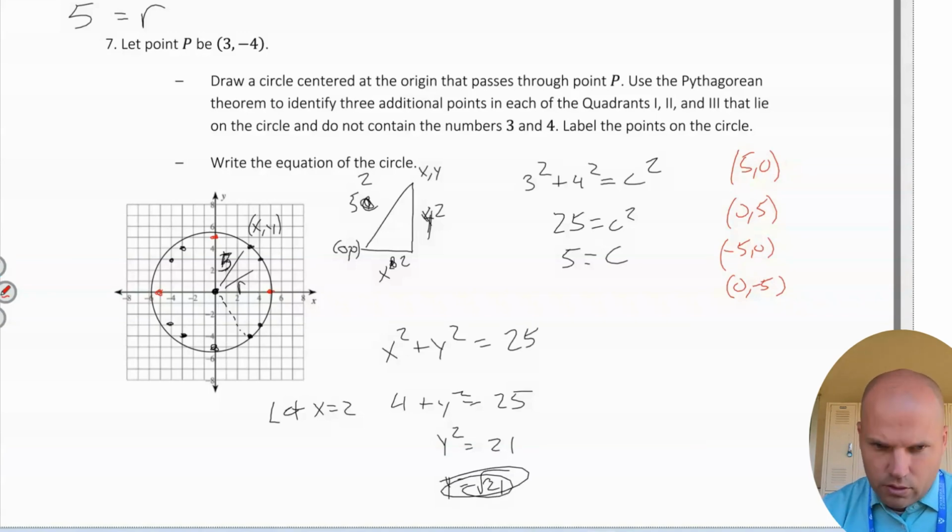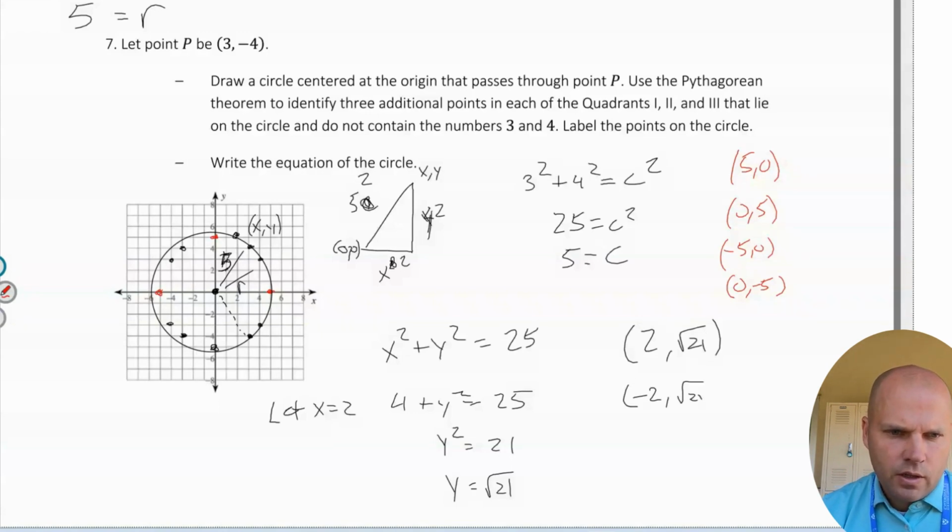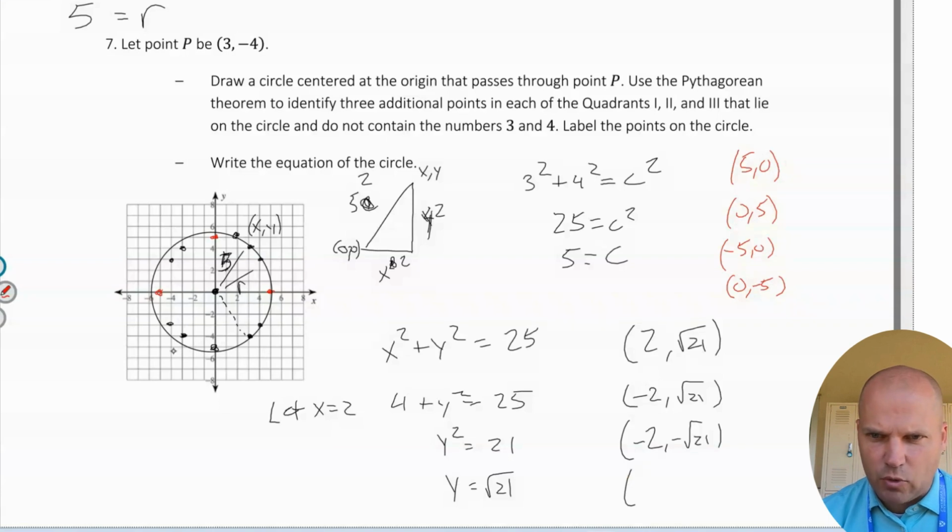So I just found more points. 2, root 21. And we know we could have all of the variations of that point with negatives, with positives, for all of the values, because the Pythagorean theorem will always work out. So, et cetera, et cetera, et cetera.